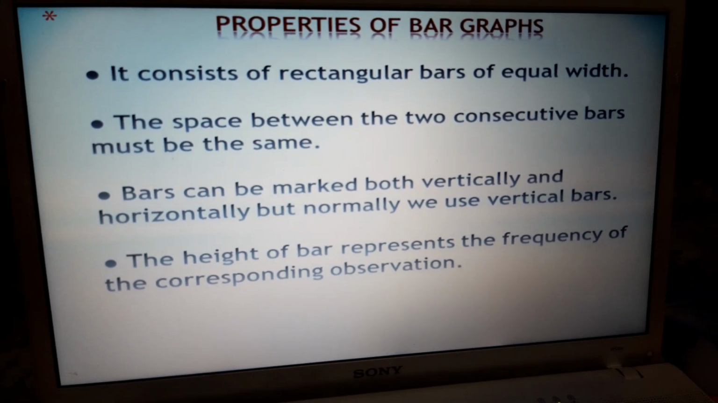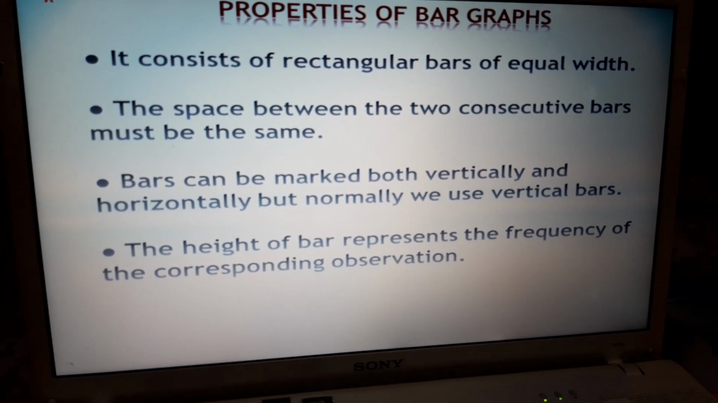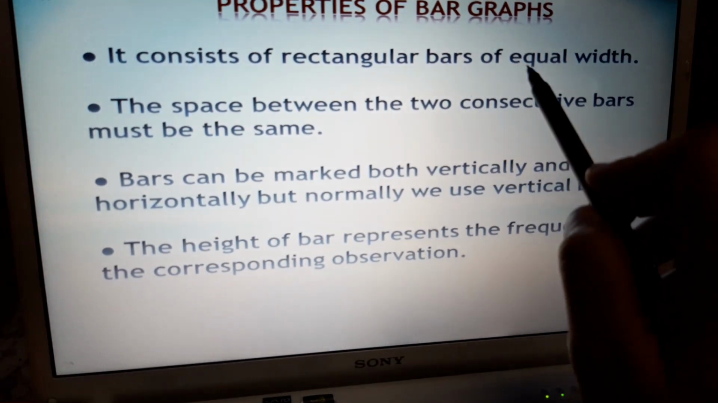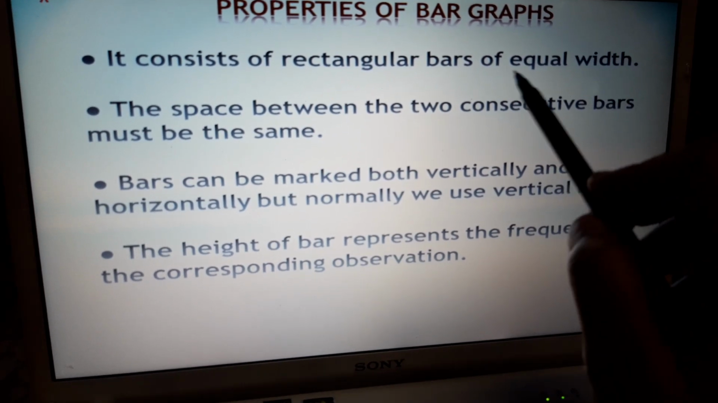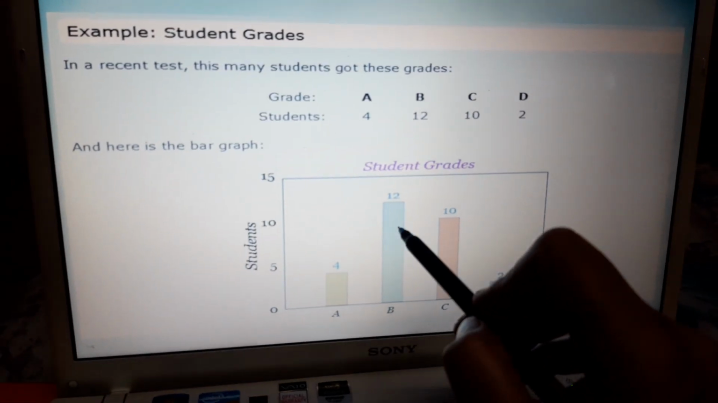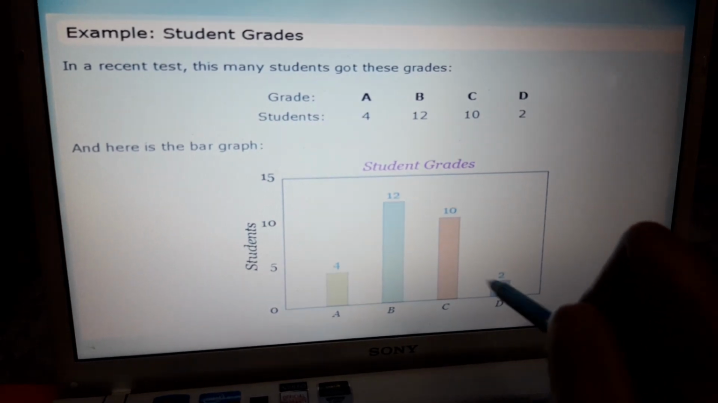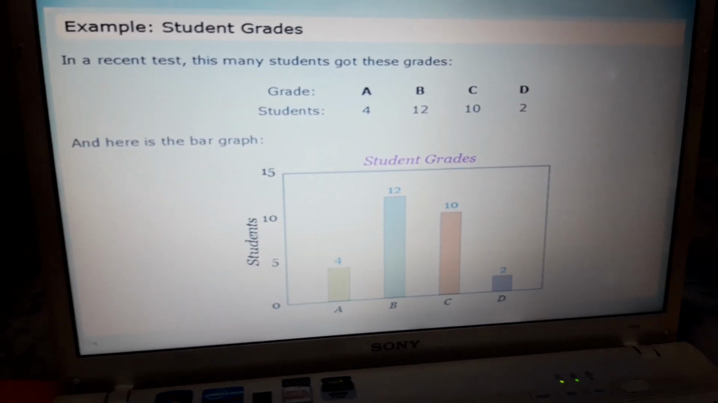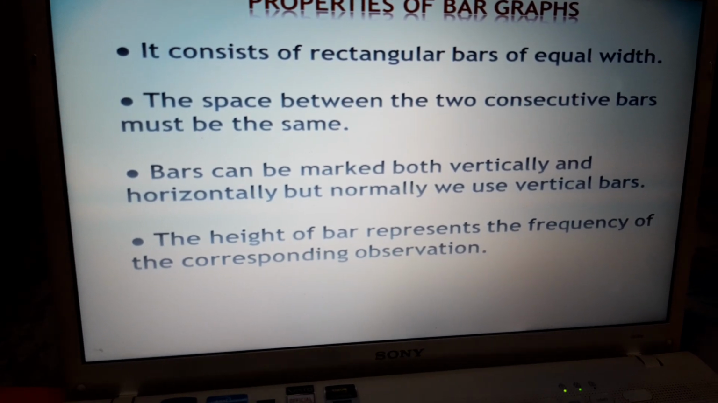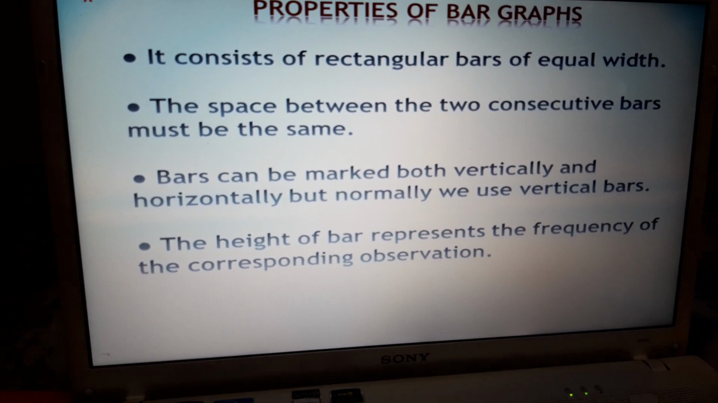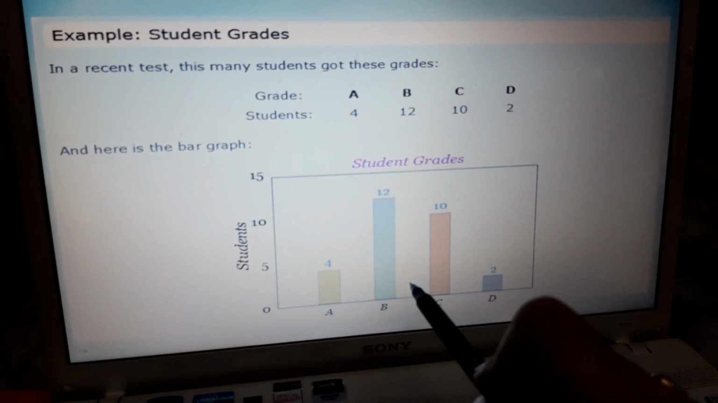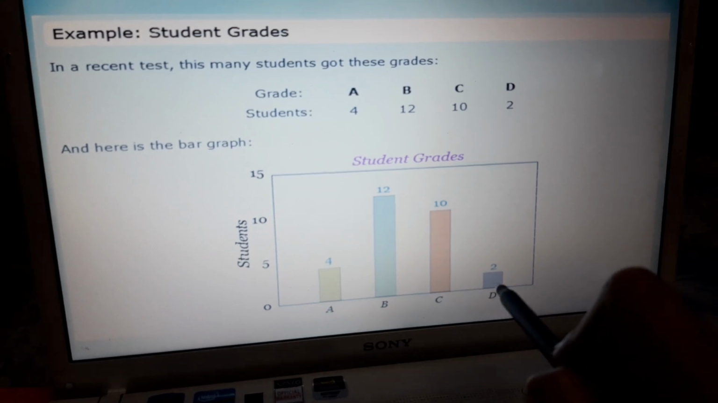Now what are the properties of bar graphs? As we have already seen, it consists of rectangular bars of equal width. The width of all the bars should be equal. You can see here, the width of all the bars is equal. The height may differ, but width is always the same. Next, the space between two consecutive bars must be the same. You can see the gap between the two consecutive bars is always the same.